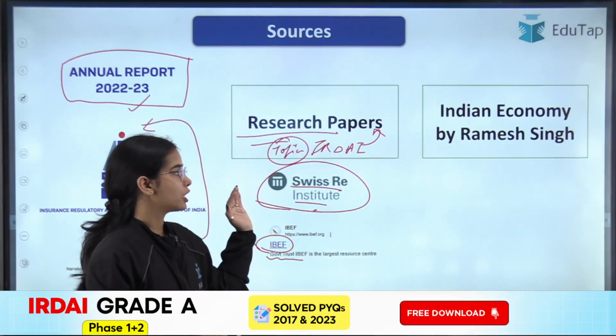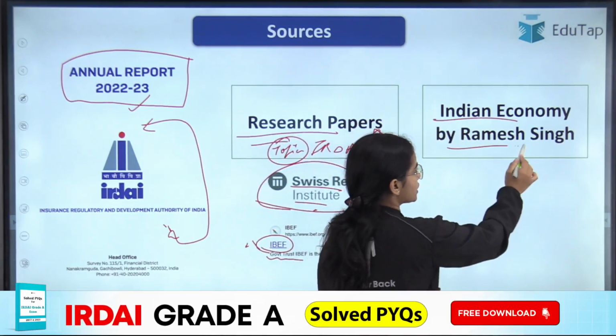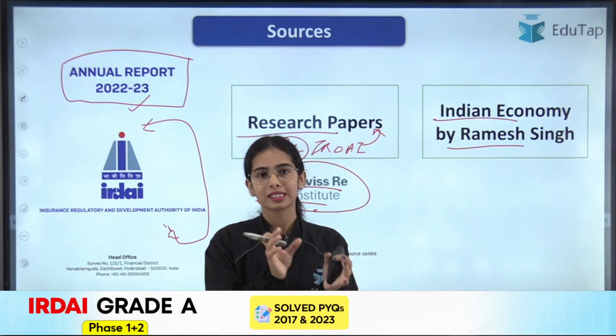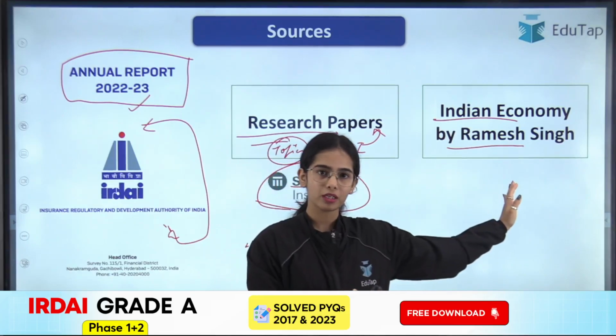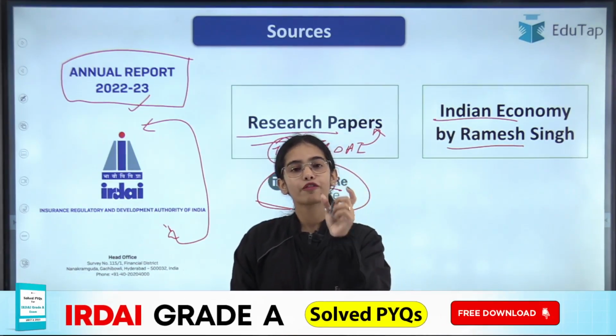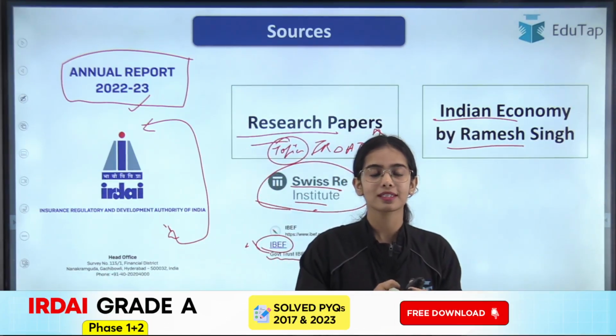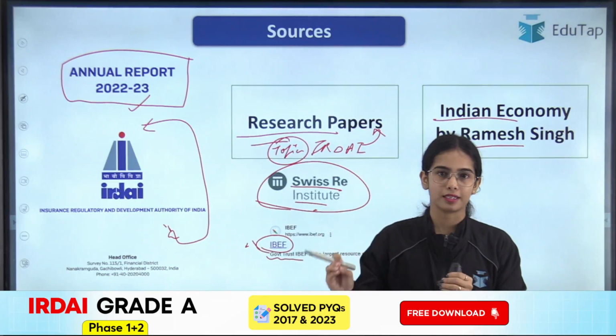Other than this, if you want to read the static topics, there is Indian Economy by Ramesh Singh. You can read the static economics topics from here. Do not go too much in depth. You have to study economics from the perspective of the insurance sector. So a basic understanding of economics is required, only the basic understanding.